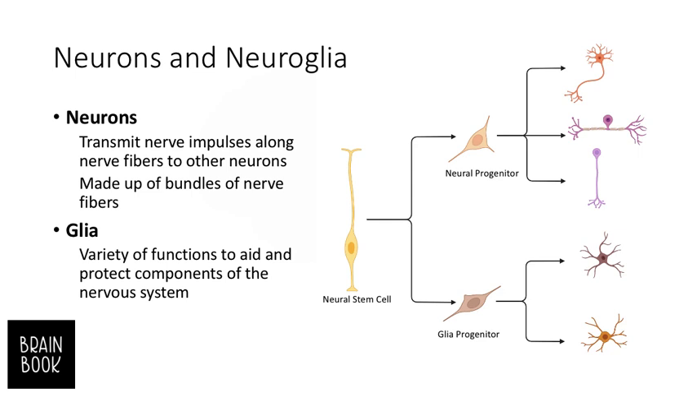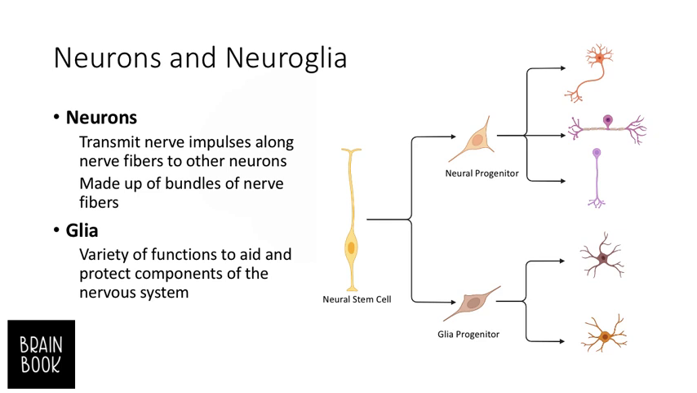The neurons are the cells that transmit nerve impulses along the nerve fibers to other neurons, and they are made up of bundles of nerve fibers. And glia are the cells that have a variety of functions to support, aid, and protect the components of the nervous system. Exclusively, neurons work as cells that transmit the nerve impulses, and the glia play as supportive cells.